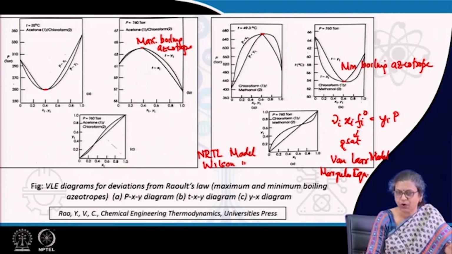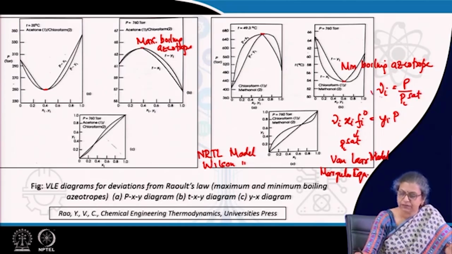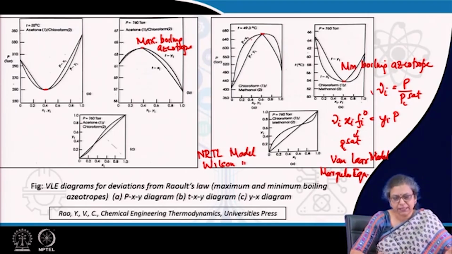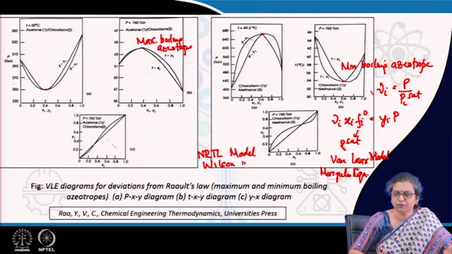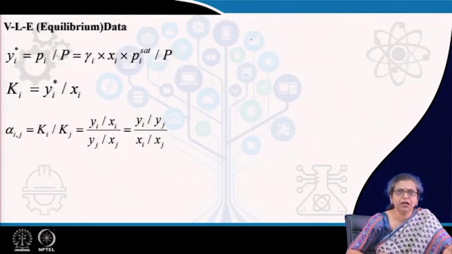And at the point of azeotropy, what happens? x_i becomes equal to y_i. So under that condition gamma_i becomes equal to P by P_i^sat. Therefore, finding activity coefficients at the point of azeotropy becomes extremely easy, and it is very important to determine whether we are going to have an azeotrope for two reasons. Once we have an azeotrope, we cannot perform further separations by distillation, and at the point of azeotropy we can estimate gamma_i, right.